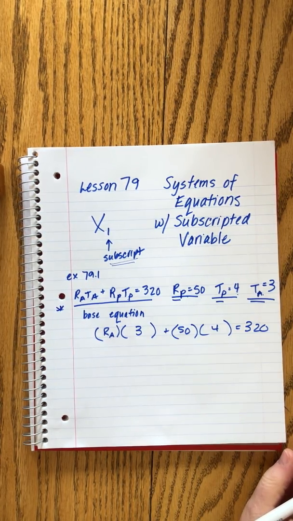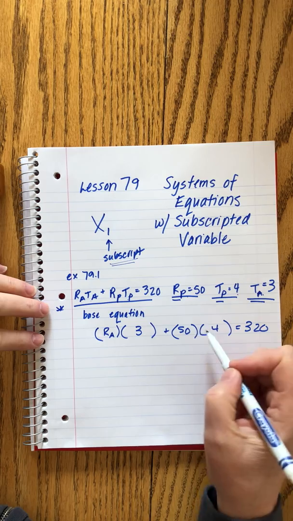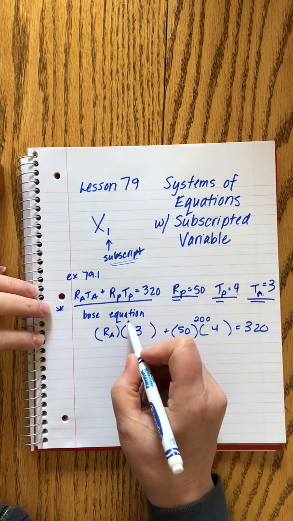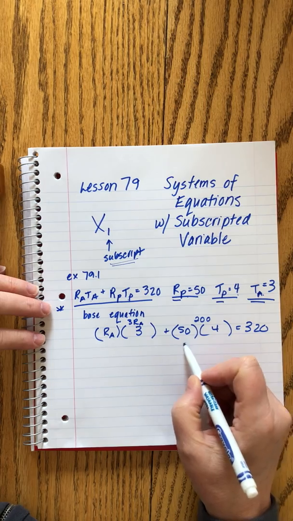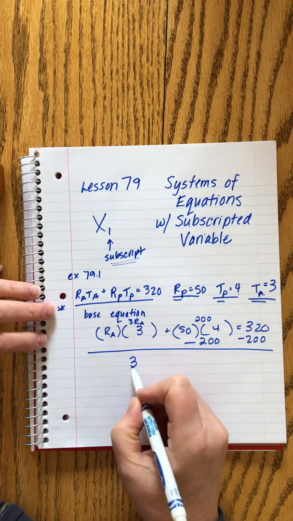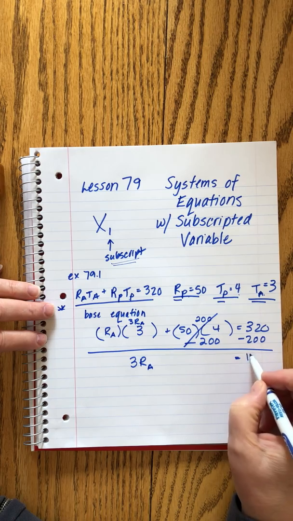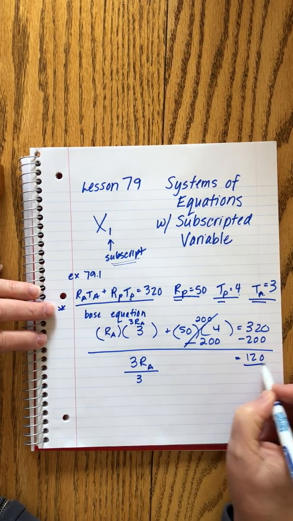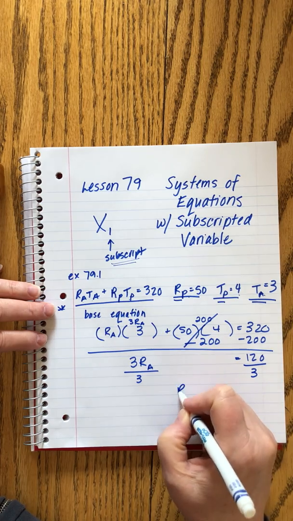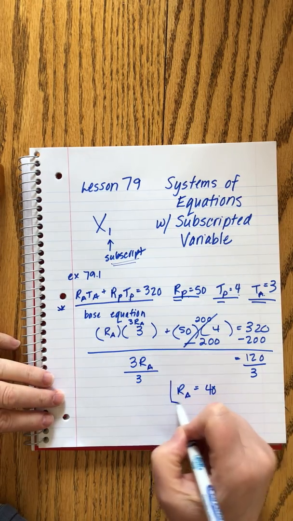Okay? Now it just becomes, I was going to say a horse race, but I don't know if that conjures up the right metaphor in your head. Now we're to something very familiar. We can solve this without any drama. So this would be 200. This would be 3 times RA. So we can subtract 200. And we get 3 times the rate of Anne equals 120. Divide by 3. And we get that the rate of Anne equals 40, and that's the final answer.